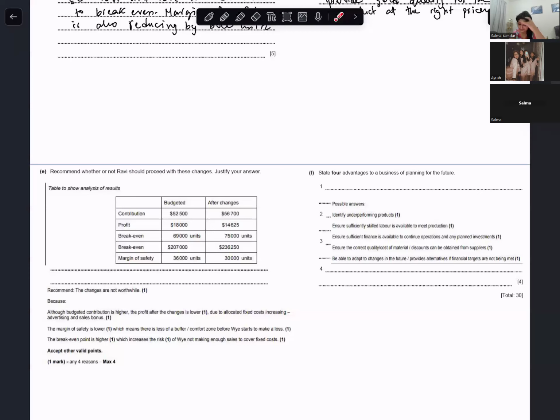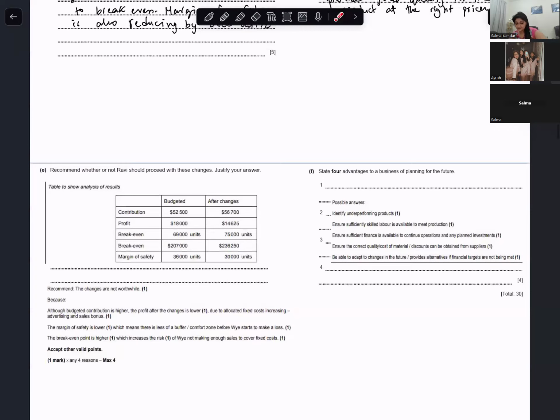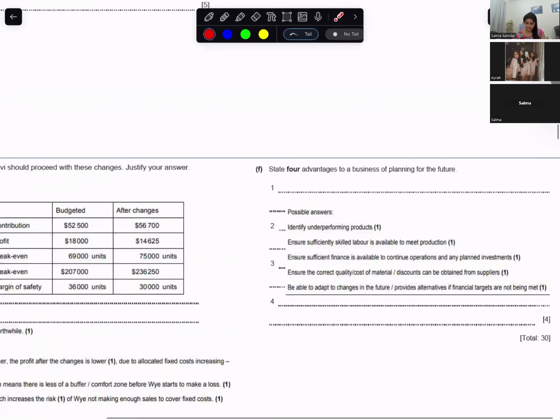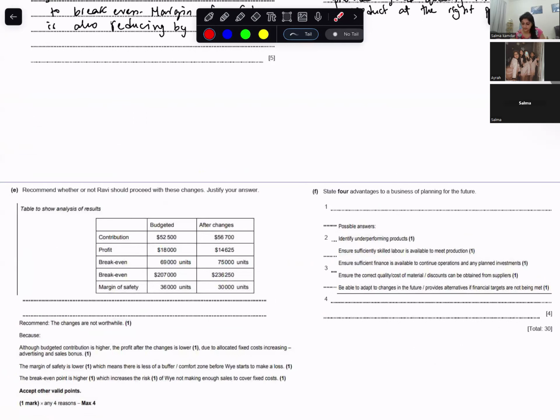First is identify underperforming products, then ensure sufficiently skilled labor is available to meet production, ensure sufficient finance is available to continue operations and investments, and it ensures the quality or the cost of material and discounts can be obtained from suppliers.